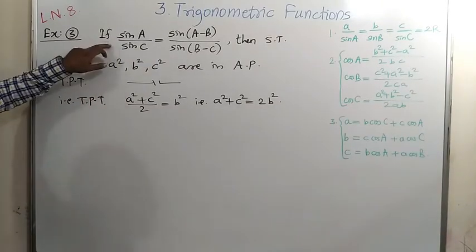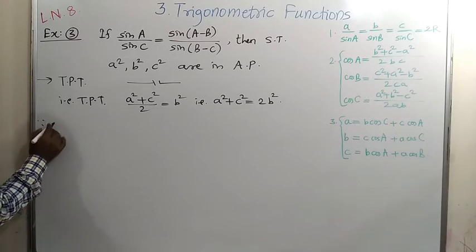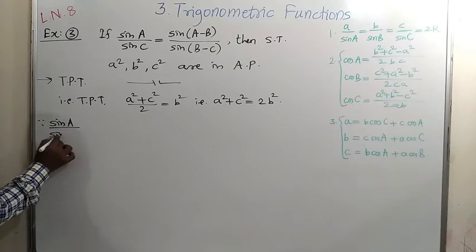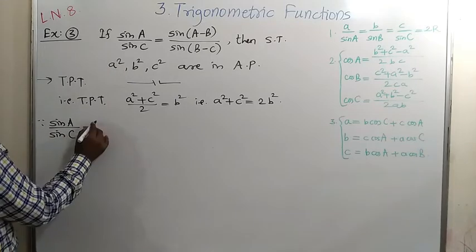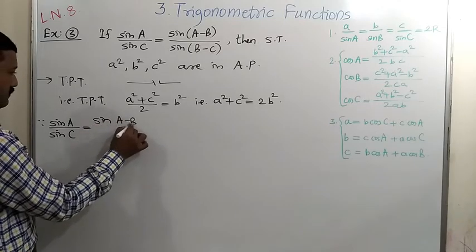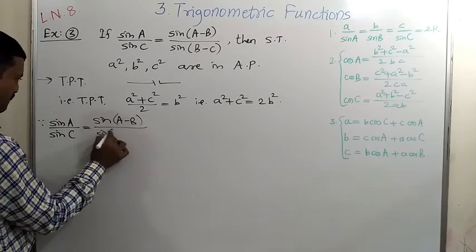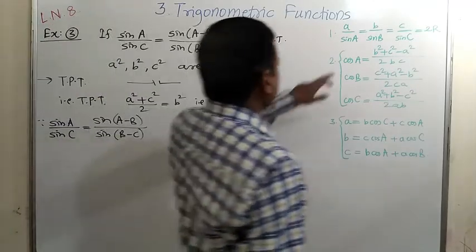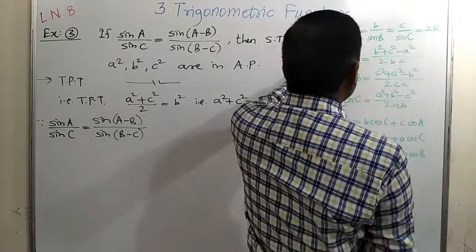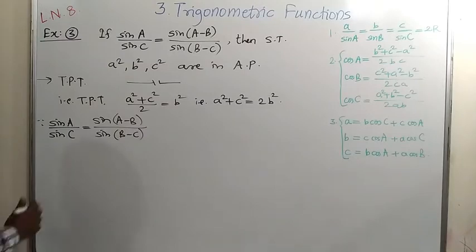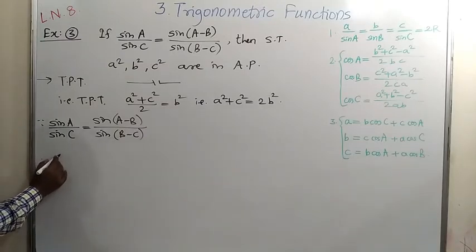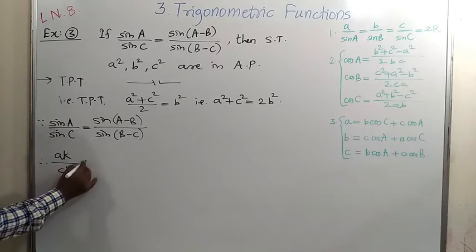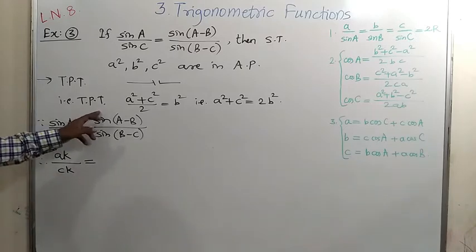Okay, let us start with the given. Since sin a upon sin c is equal to sin of a minus b upon sin of b minus c. Now use sine rule. Sin a is equal to a upon 2r, that is nothing but ak. We can consider that constant 1 upon 2r as k. So we get here ak. Similarly sin c will be ck, that is equal to sin a minus b.